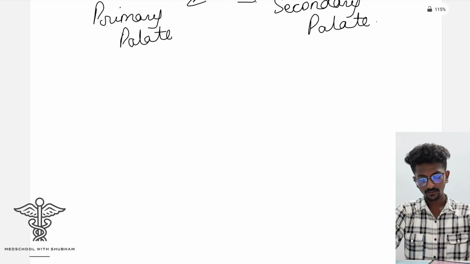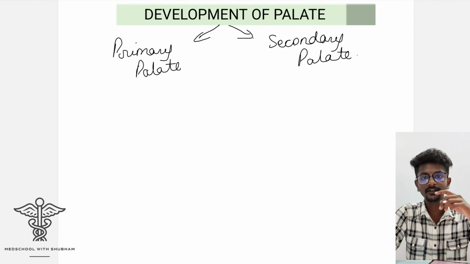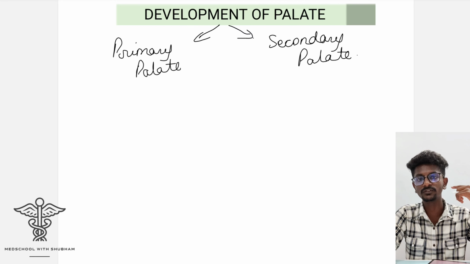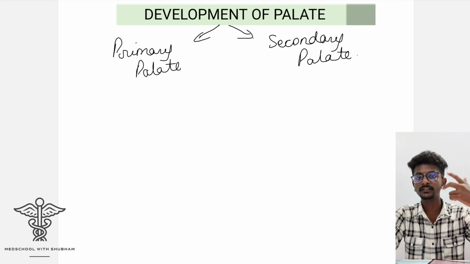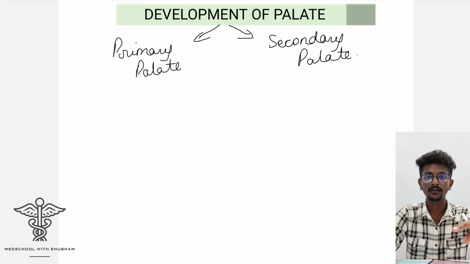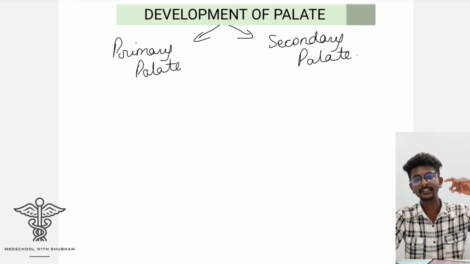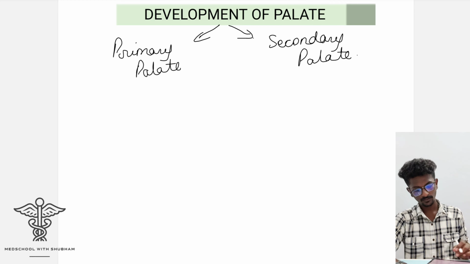Now, what actually is a palate? If you touch the upper side of your oral cavity with your tongue, you will find something hard, the roof of the oral cavity, and on the posterior side it is a soft thing. The entire thing is the palate. The anterior 2/3 is the hard palate, the posterior 1/3 is the soft palate, and the extension of the palate on the most posterior side is called the uvula.